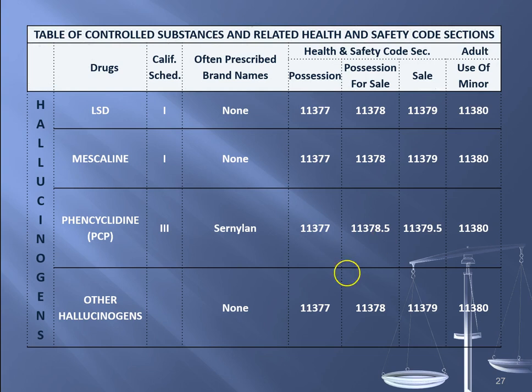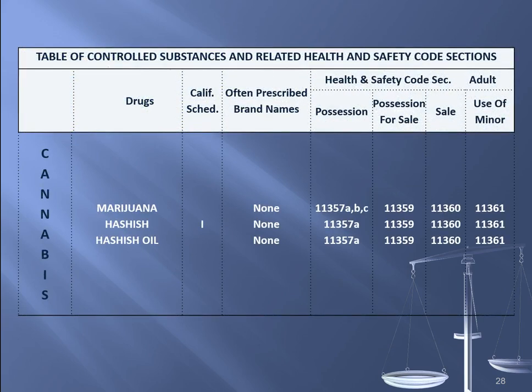So we'll do one more real quick, and then we can move on. So LSD, we'll look at that. It's under Schedule I in California. It's not prescribed, so it's not going to have anything right there. Simple possession of LSD is a violation of 11377 of the Health and Safety Code. Possession for sale is 11378. Sale or transportation is 11379. And use by a minor is 11380.